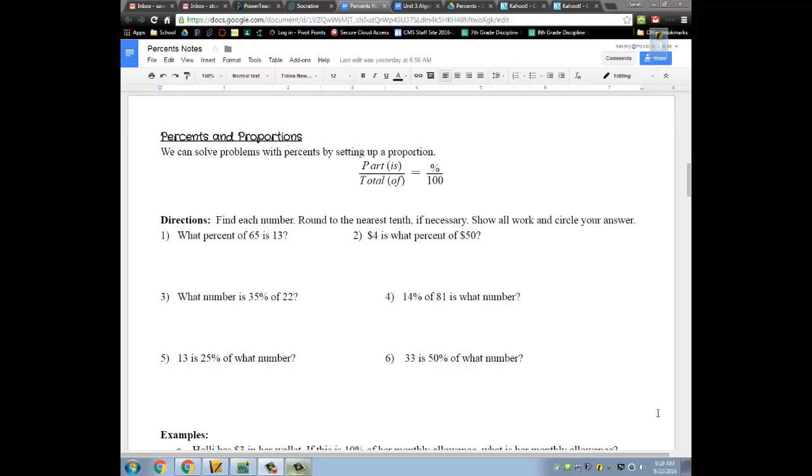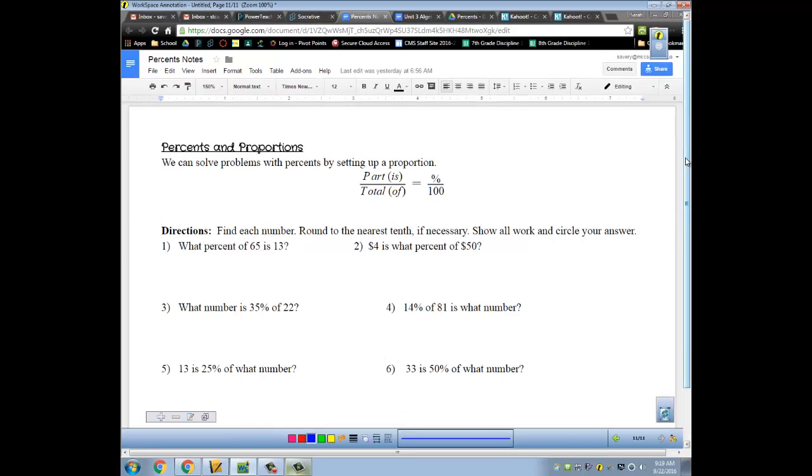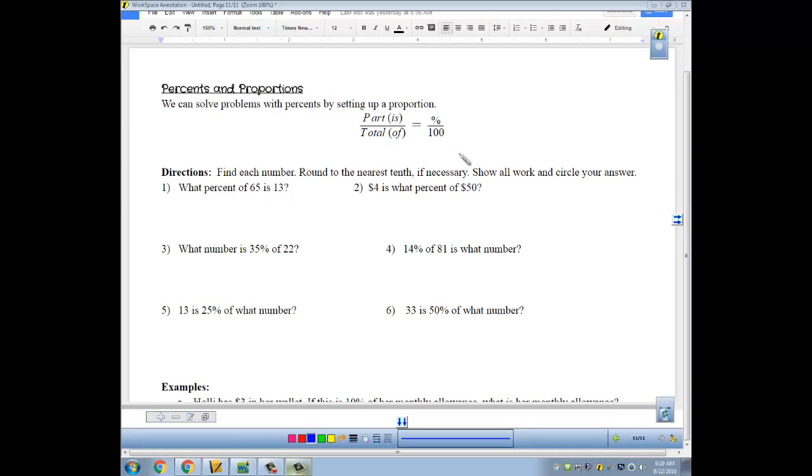Okay, today we're going to be using what we know about proportions and solving questions that have to do with percents. So we know how to set up and solve a proportion, but if we're doing percents, our proportion on the left side, so this fraction, is going to be part of something or the word is, over the total of something or the word of. So those are kind of keywords to look for. And it's always your percent over 100 on the right side every time.